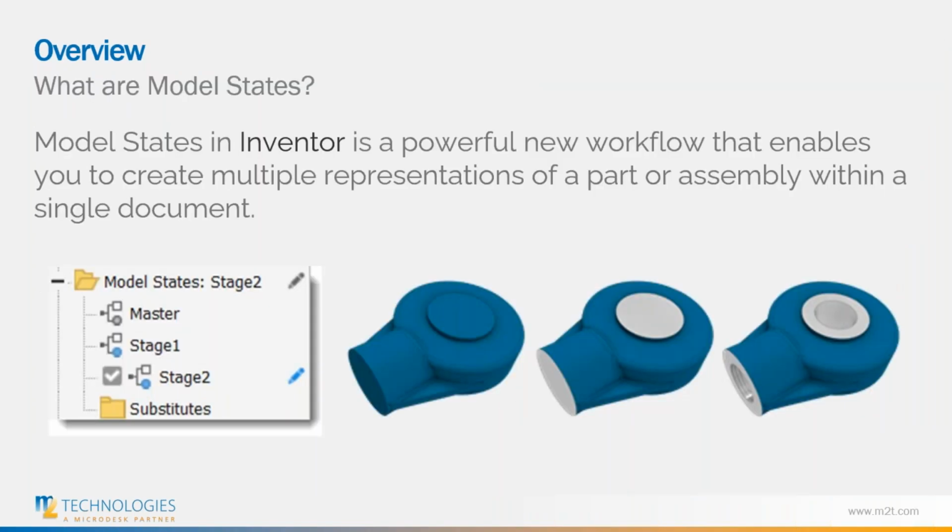So let's go ahead and take a look at these model states. Now, model states are new for the 2022 version, and these enable you to create multiple representations of parts and assemblies within a single document. If you're familiar with iParts, it's basically the same type of concept, but there's no longer a need to have an external file, a factory, a child, and managing all those files and relationships. Everything is now stored just in the single file, whether that's a part file or an assembly file.